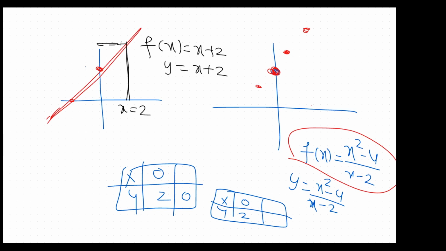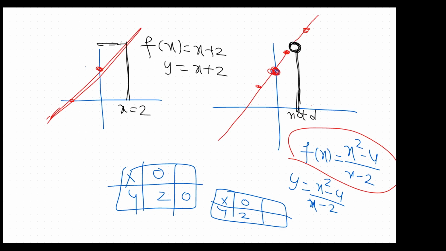You are getting this line, but at 2 the function is... I have to put a black mark like this. Why, ma? Why a black mark? At 2 it is not defined, right? At 2 it is not defined. So I have to keep a black mark there.